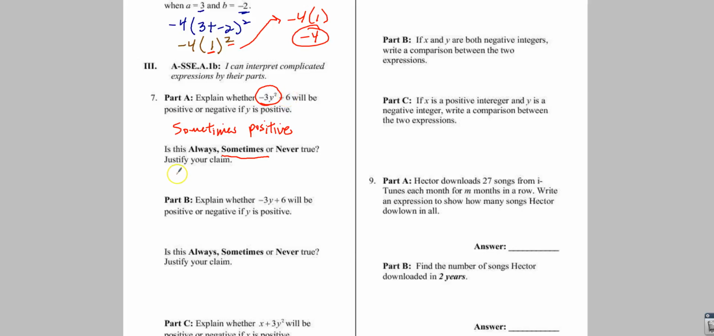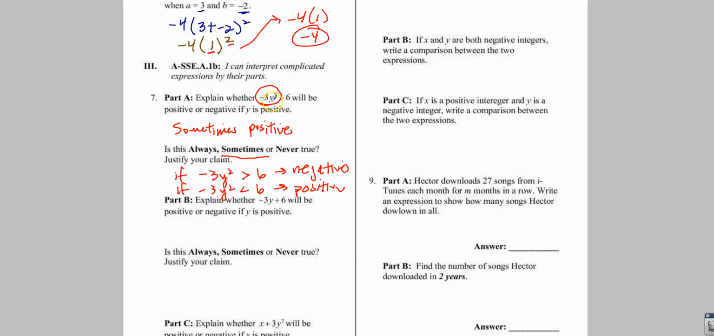So what we can say is if negative 3y squared is larger than 6, we have a negative value. If negative 3y squared is smaller than 6, we have a positive value. So, for example, if y was positive 1, 1 squared is 1 times negative 3 gives me negative 3. Negative 3 plus 6 is positive 3. So that would be the second case.